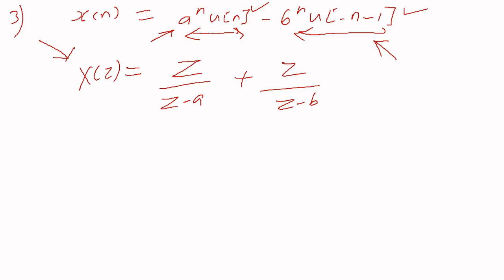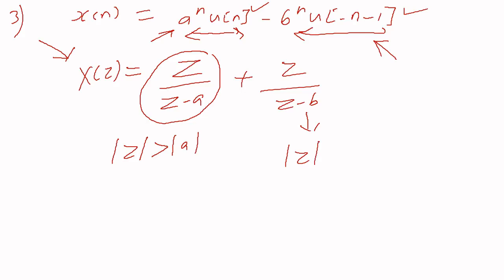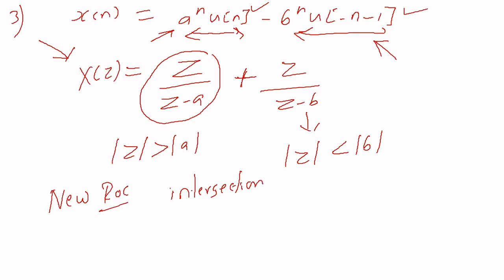What is the region of convergence of this particular part? The region of convergence of that particular part is modulus of z greater than a. What about the region of convergence of this particular part? The modulus of z lesser than modulus of b. So what will be the new region of convergence? Because it's a combination, the new region of convergence will be the intersection of these two regions of convergence.